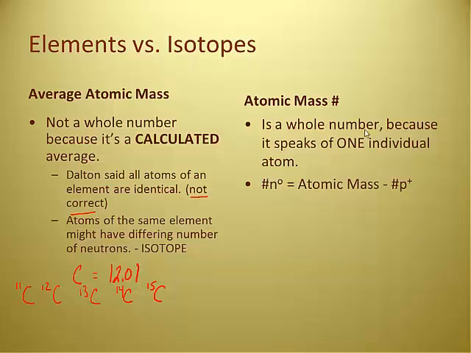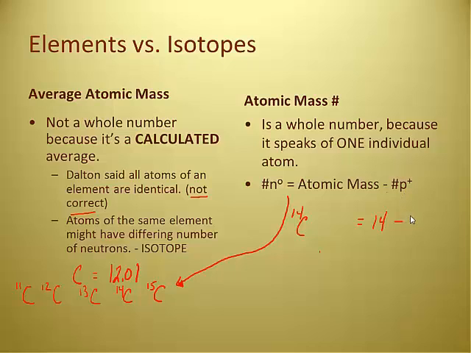The atomic mass is a whole number, so what I've actually been writing down here are atomic masses. Those are whole numbers. A neat trick is that the number of neutrons can be calculated by taking the atomic mass minus the number of protons. So say for carbon 14, the atomic mass is 14. So I'll do the math here: 14 minus the number of protons.